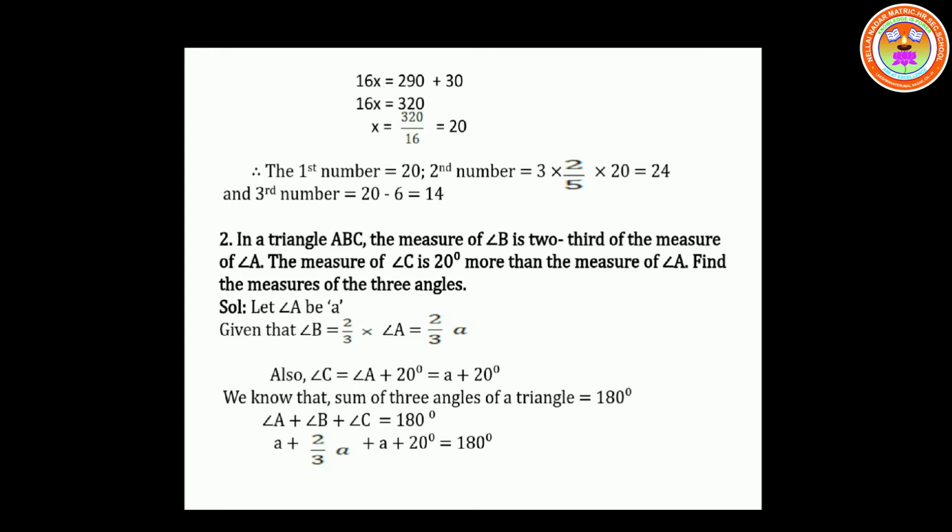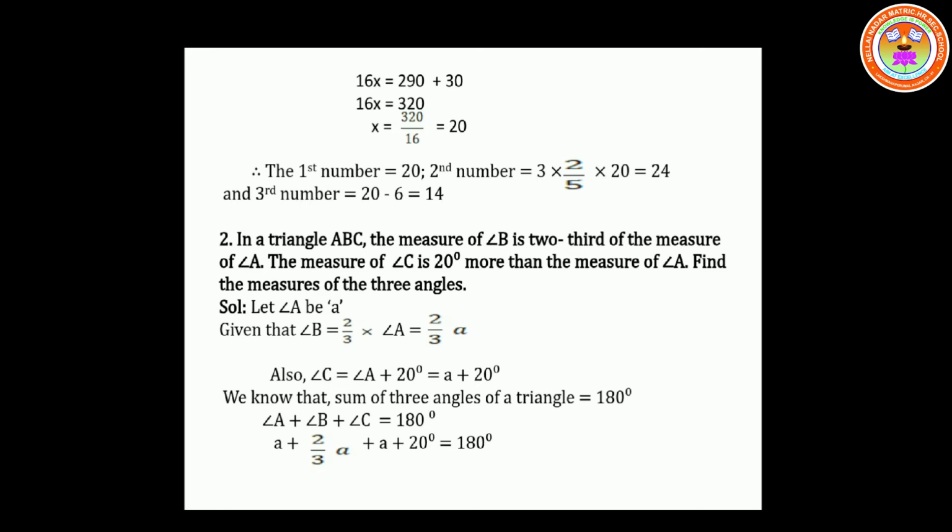Now moving to the second sum. In a triangle ABC, the measure of angle B is 2/3 of the measure of angle A. The measure of angle C is 20 degrees more than the measure of angle A. Find the measures of the three angles. So here we are going to talk about a triangle ABC. The first clue is angle B is 2/3 of the measure of angle A, and angle C is 20 degrees more than the measure of angle A. We have to find the three measures of the angles. So let me take angle A to be small letter a.